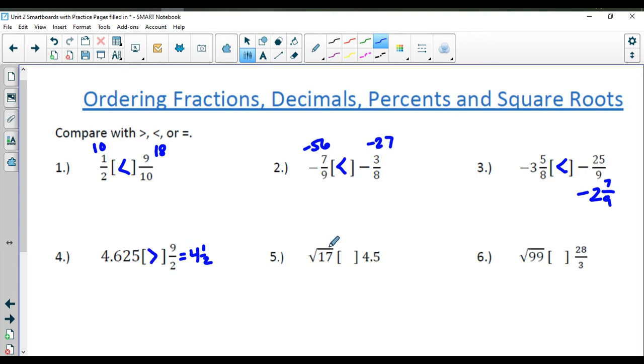In number 5, the square root of 17 is going to be just over 4, but it's really, really close to 4. So the square root of 17 will be less than 4.5. And in the last one, the square root of 99 is really, really close to being 10, and 20/3 is 9 1/3. So the square root of this one is going to be larger.